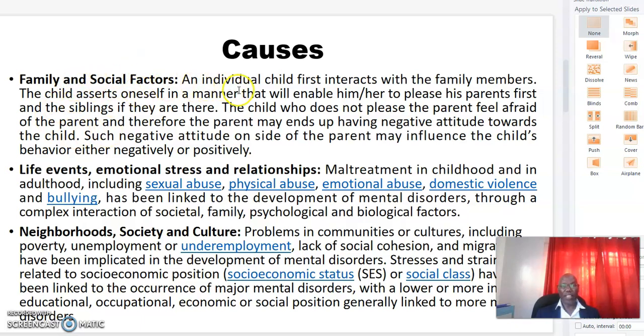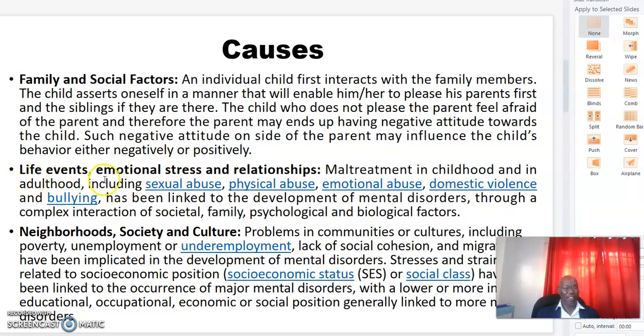An individual child first interacts with the family members. The child asserts oneself in a manner that will enable him or her to please his parents first and the siblings if they are there. The child who does not please the parent feels afraid of the parent, and therefore the parent may end up having negative attitudes towards the child. Such negative attitude on the side of the parent may influence the child's behavior either negatively or positively.